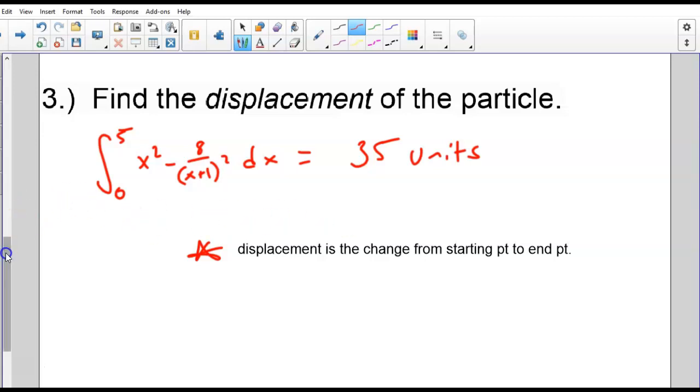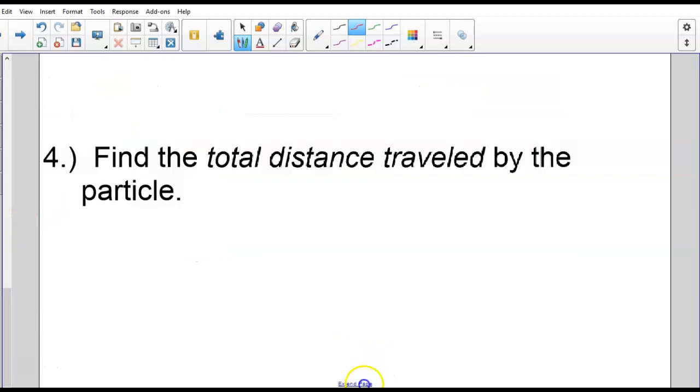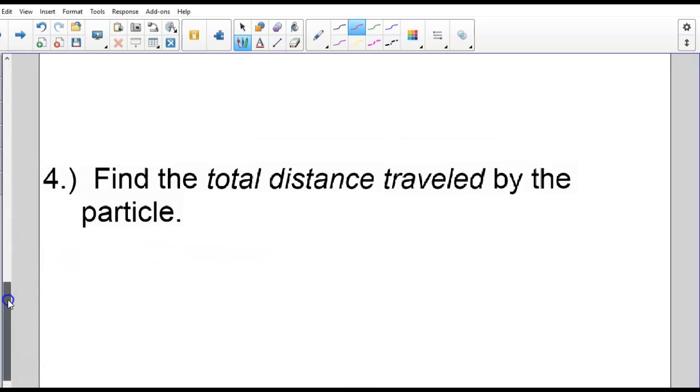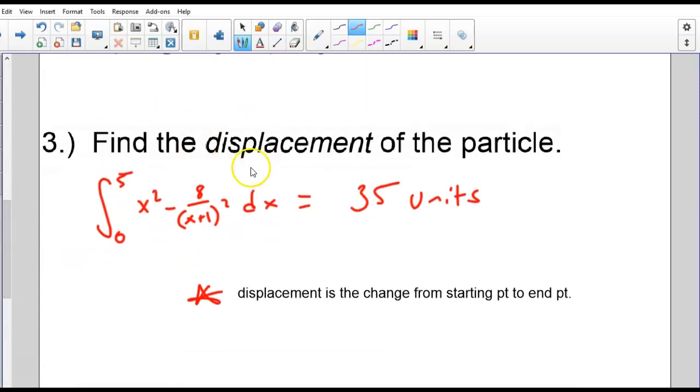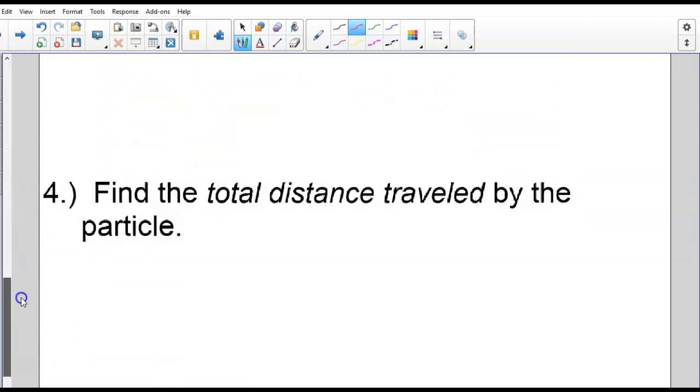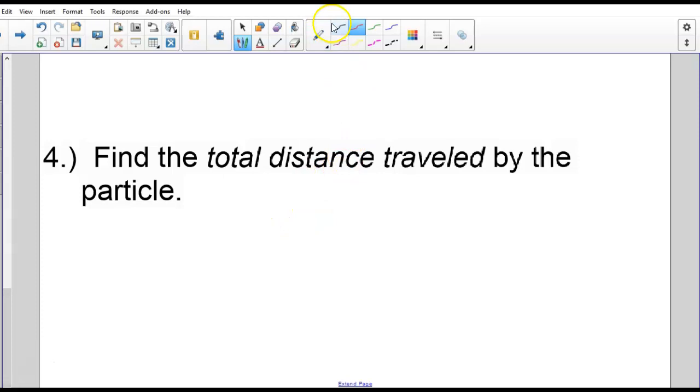All right. And number 4. Number 4 says find the total travel. Oh, my fault. So again, let's just talk about this. When you talk about displacement, understand you don't need the assumption anymore. You just do it straight up from the start to the ending point. So it was from 0 to 5. Now right here it says find the total distance. Whenever you find the total distance, guys, you've got to use the absolute value.